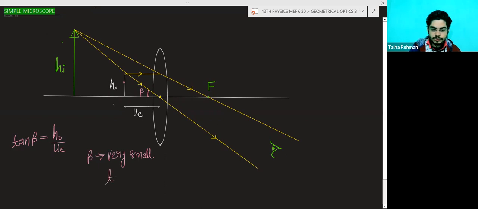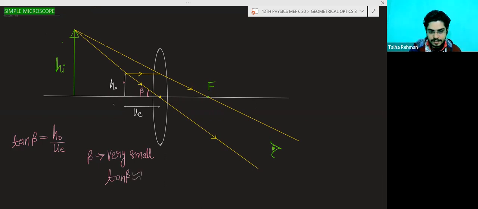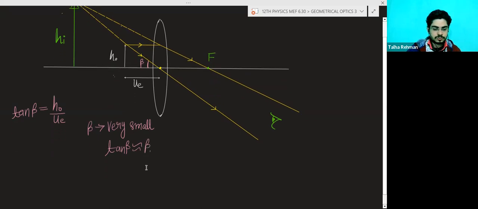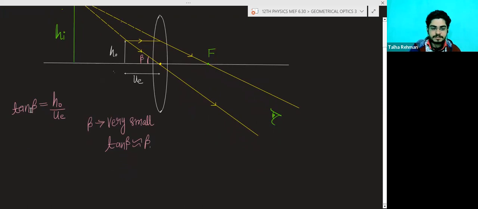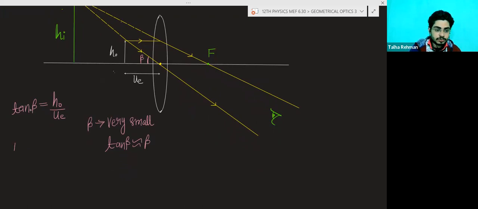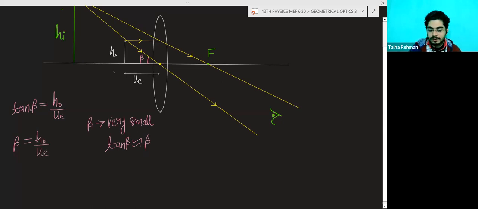So tan beta, I told you many times, if any angle is very, very small, then tan of that angle can be written as that angle. Means tan beta can be written as beta. So you can write beta is equal to HO by UE. And why I am calculating this beta, I will tell you later.